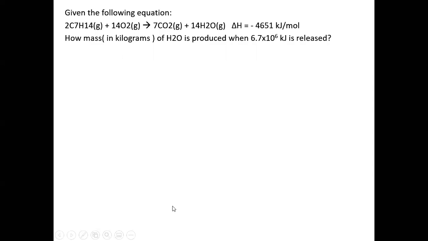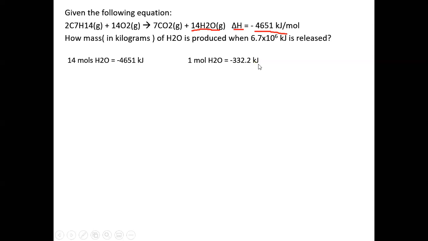So again, when we look at the reaction, we see that 14 moles of water have a delta H of 4,651. So again, we set these equal. We know that for every 14 moles of water, we produce this much heat. So then we want to find out how much heat is produced by 1 mole, which is 332.2 kilojoules.